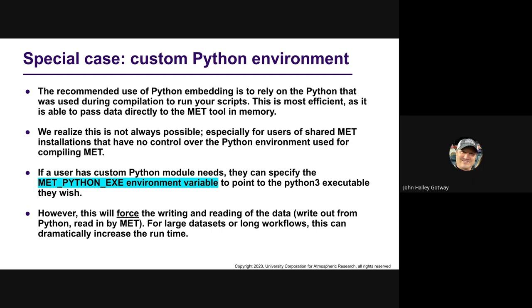Hi, John. This is John Halley Gotway. If you're using a Docker container, and I realize you're probably running it through Singularity or Apptainer, there is an instance of Python that is compiled inside of that container along with the MET code. So you could use Python embedding with that instance inside the MET container, theoretically. There are a lot of things that could go wrong in making that work. I would recommend that if you're able to log into the container and run an interactive bash shell to test things out, that's where I would start. If you log into the container with a bash shell and run which python, you should find it installed in /usr/local.